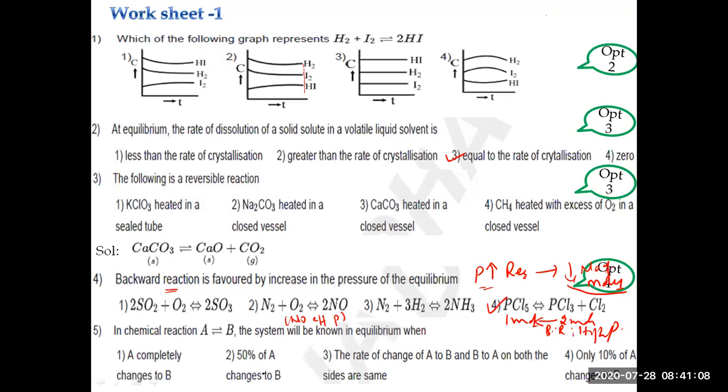Option 4. Fifth one. In chemical reaction A giving rise to B, the system will be known in equilibrium when? Option 3. Option 3, sir.